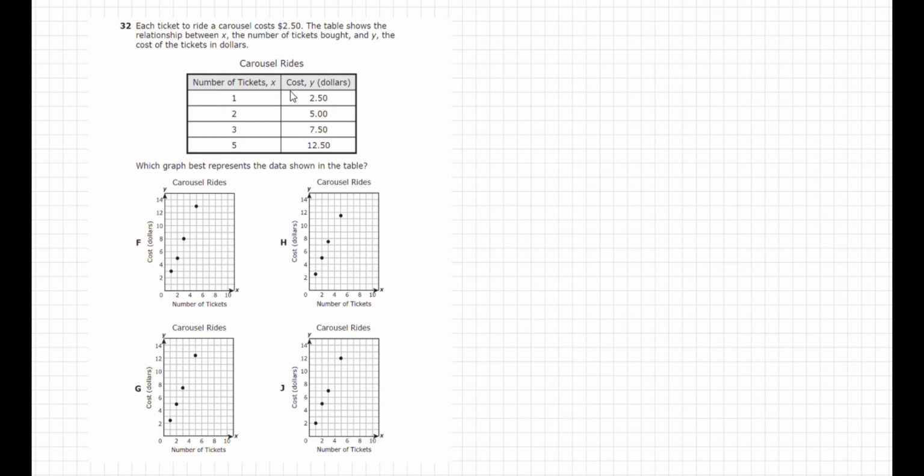Question number 32. Each ticket to ride a carousel costs $2.50. The table shows the relationship between x, the number of tickets bought, and y, the cost of the tickets in dollars. The table's x and y values don't match the points on graph F, so F is incorrect.